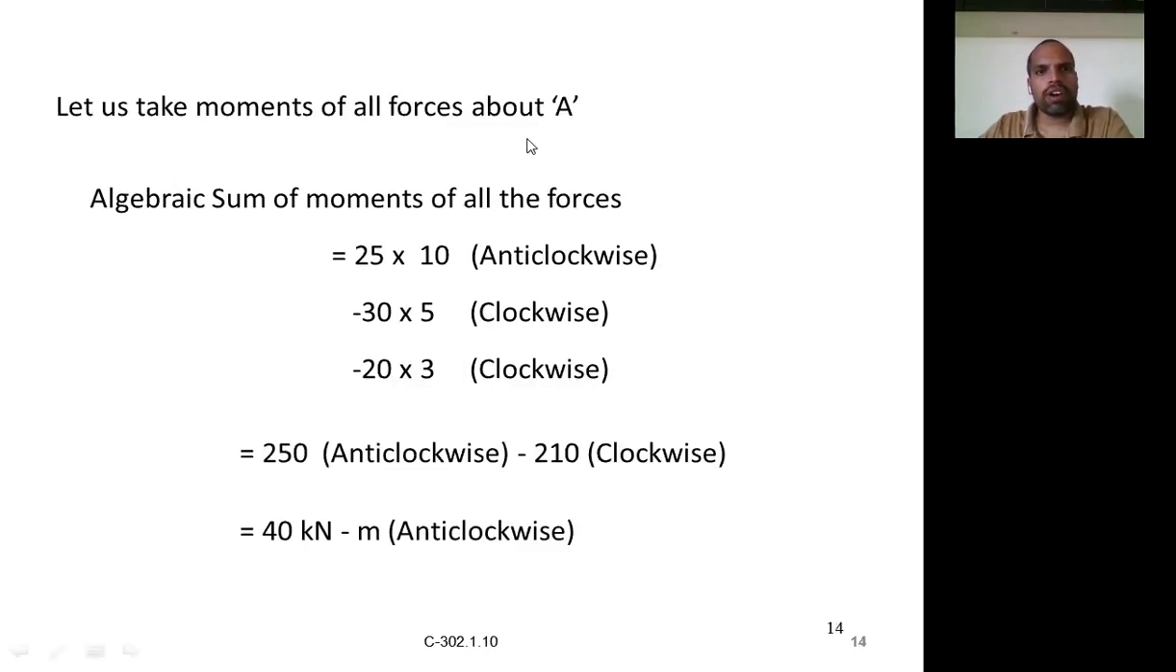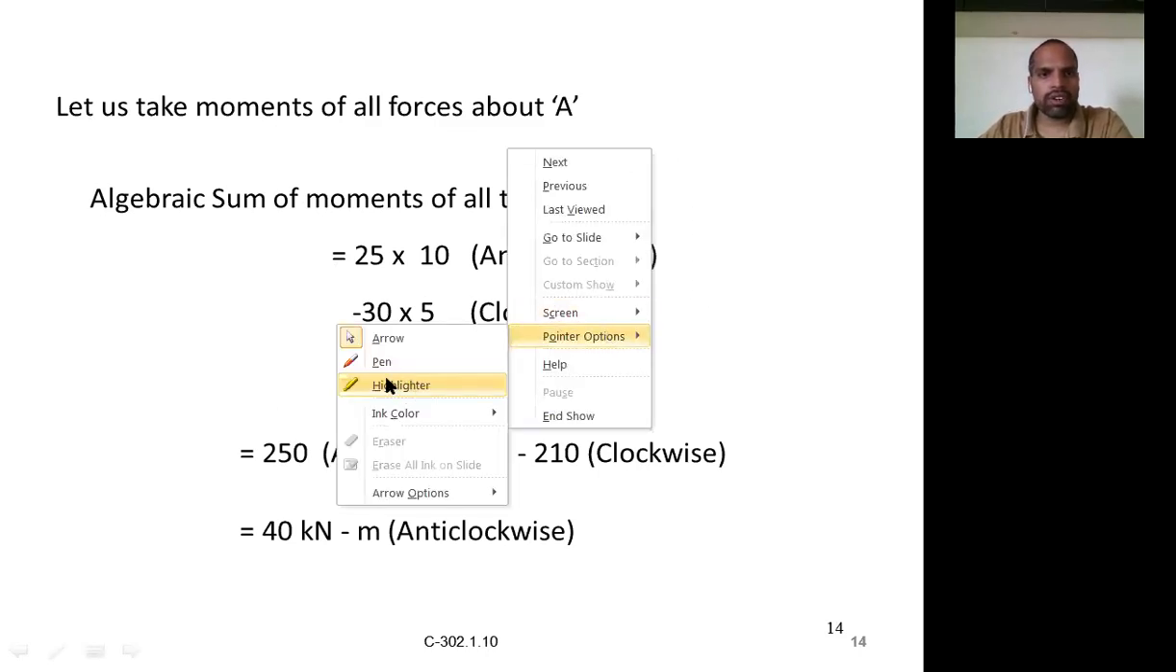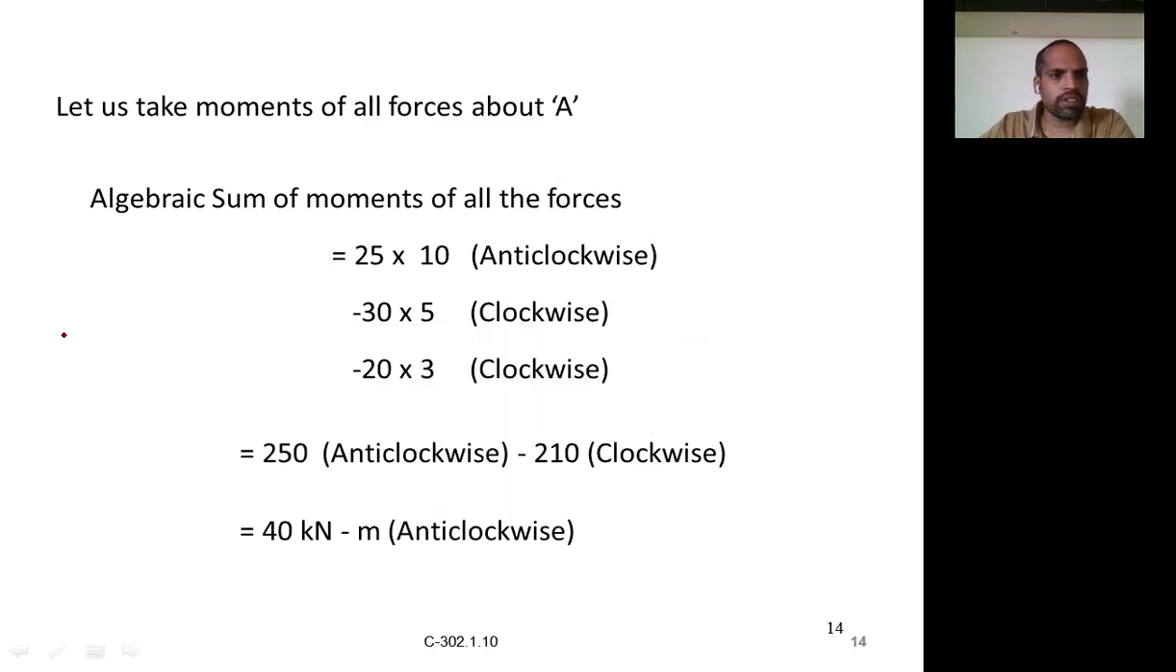Now let us take the moments of all the forces about the point A. I will take a diagram, because unless the diagram is there, it is very difficult to calculate the moments. So this is our force system. Two forces are upward forces, one here and another one here, and two forces are in the downward direction. This is 25 kilonewtons, this is 15 kilonewtons, this one is 20, and this one is 30.